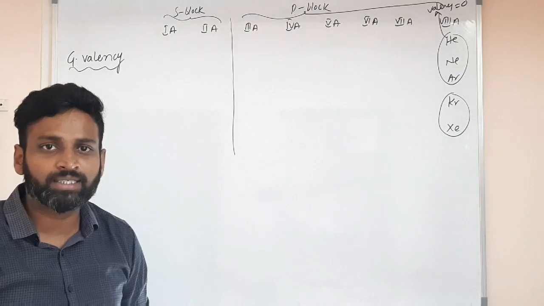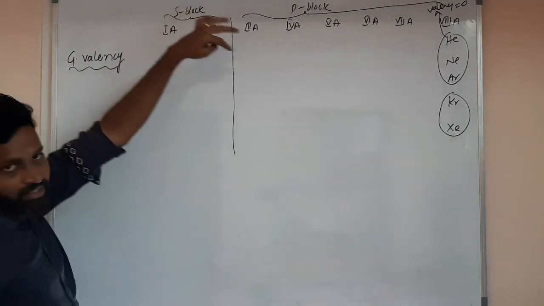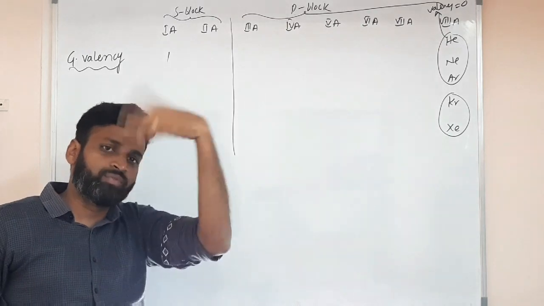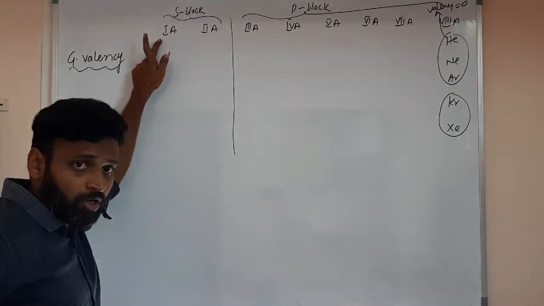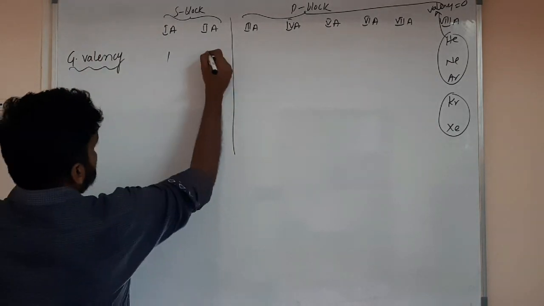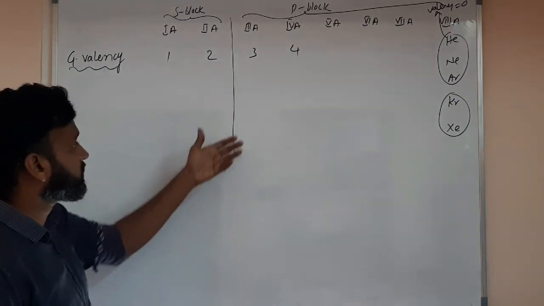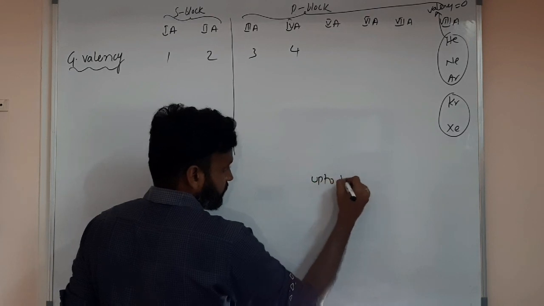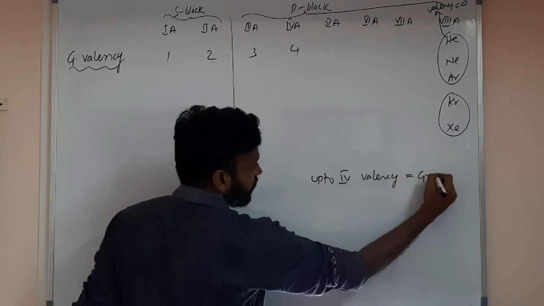General valency up to the 4A group, what did I say? Group number. It means for 1A group elements, always one valency. It means 1A group elements always form one bond only. After 50, 100, 1000 years also, how many bonds can a 1A group element form? One bond only. For 2A group elements, 2, then 3 and 4. What I said: up to 4A, valency is equal to group number.